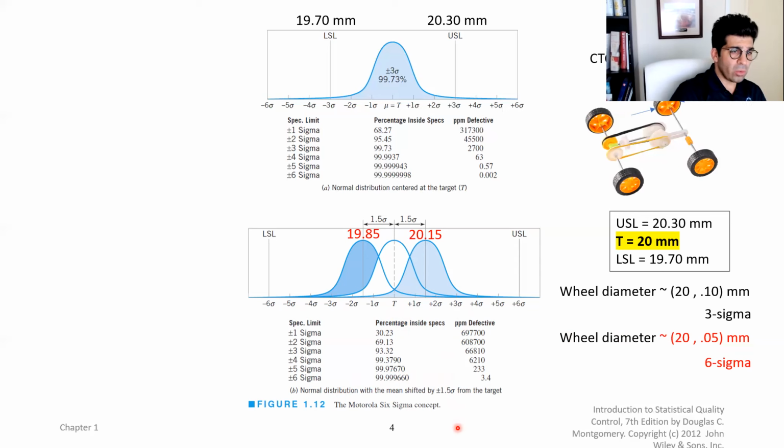Why is this important? This number, 3.4, is only for one CTQ, which means we have other CTQs. For example, for this toy, each one of these components, each one of these parts here has its own CTQ, right? And if we have 10 of these, for example, each one of them that's out of specification leads to a defective product, right? The product can be defective because of the wheel diameter or because of the shaft diameter or any of those things.